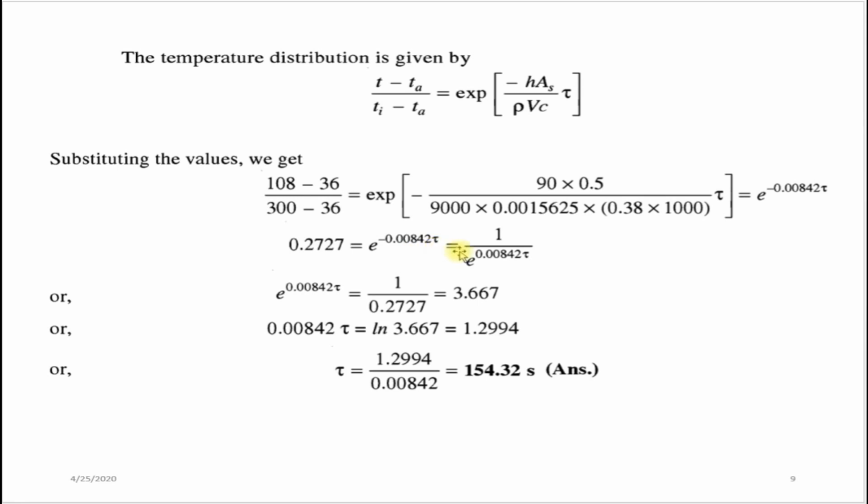So if you substitute, simplify, and take log on both sides to solve this, you will get time as 154.32 seconds. That is the unknown. Time is asked in the problem. So that time tau is equal to 154.32 seconds.